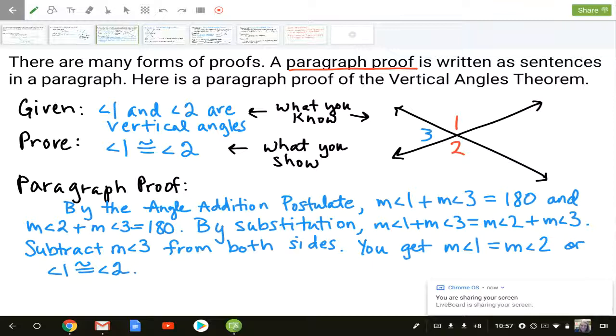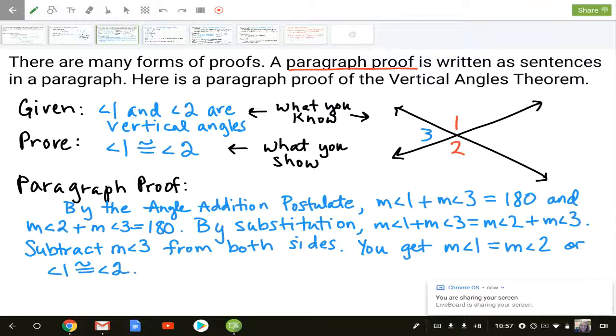What I'm given is in this diagram, this is part of what I'm given, but I'm given that angle 1 and angle 2 are vertical angles. Those are the ones in red. And then I'm asked to prove that angle 1 is congruent to angle 2. So angle 3 is included in my diagram, even though nothing was said about it, but I am going to use it in my proof.